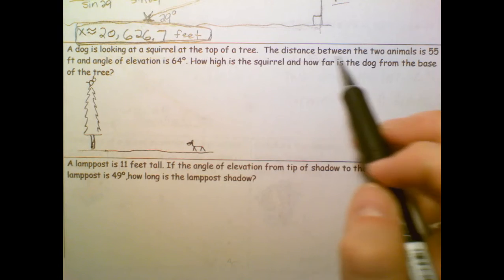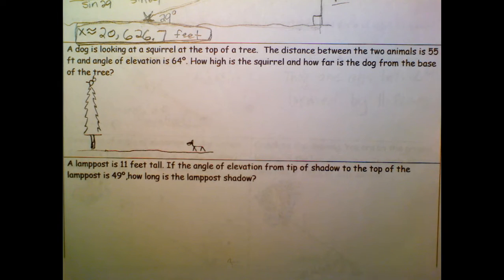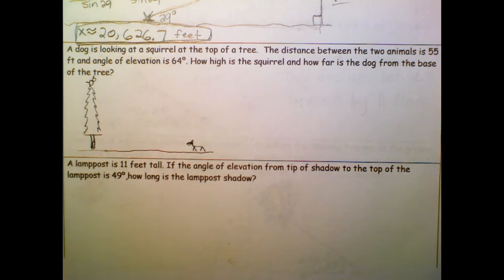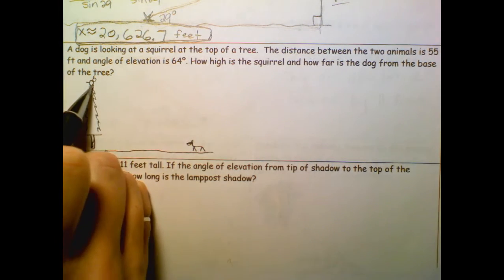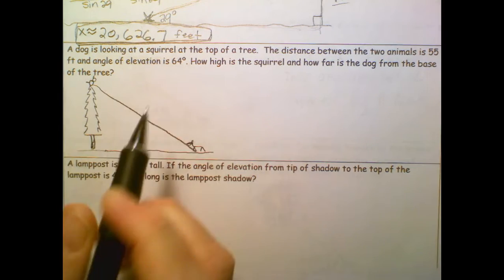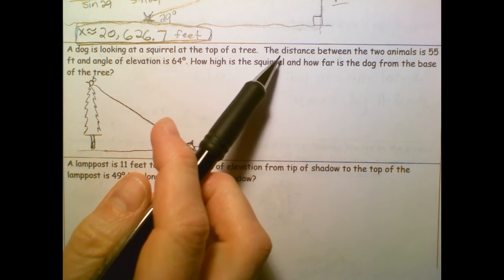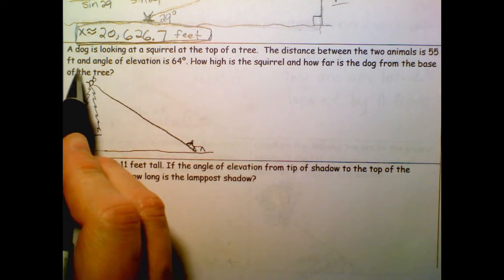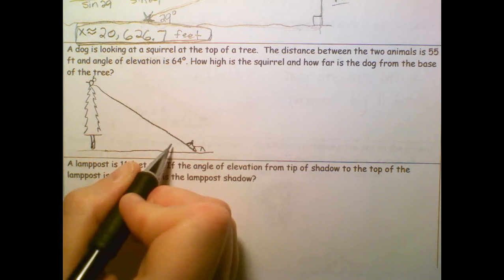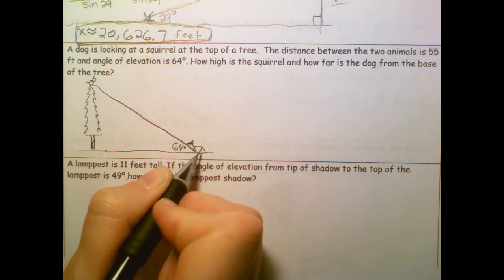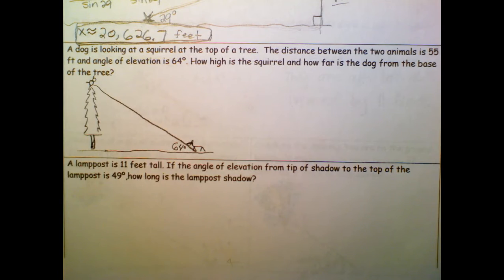The distance between the two animals is 55 feet. So based on what we're supposed to find, I do believe that 55 feet is the line of sight. So let's draw in the line of sight. I'm going to leave the 55 off for a minute because sometimes I've got to read through it and figure out what goes where. It says the angle of elevation is 64 degrees. So we know that's that angle right there, from the lower thing looking up to the higher thing.